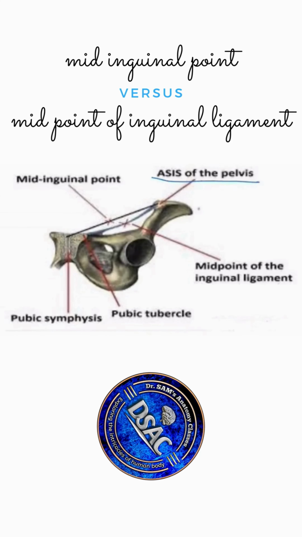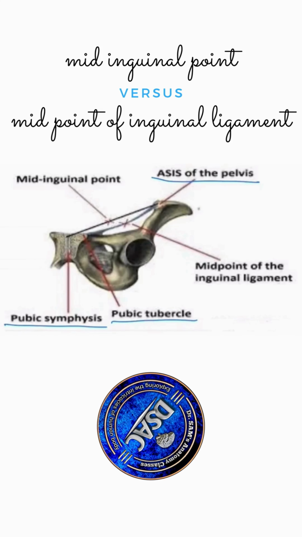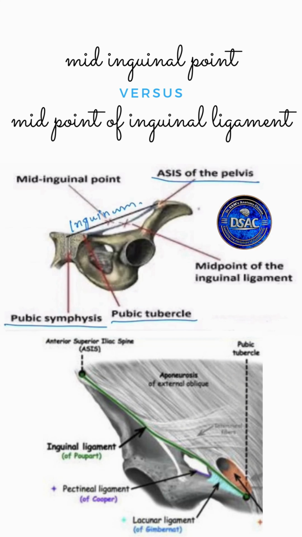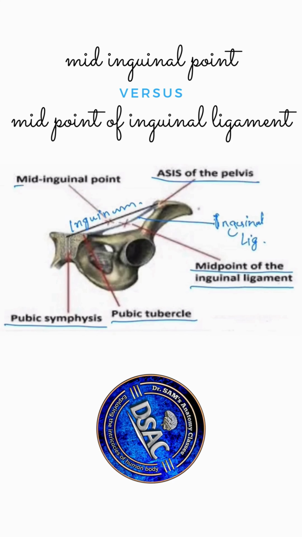Here it is ASIS, here it's pubic symphysis, here you have pubic tubercle, and the line joining ASIS to pubic symphysis is called inguinum, the fold created when you completely flex the thigh. And from ASIS to pubic tubercle, this ligament is the folding of the aponeurosis of external oblique abdominis, which is slightly curved downwards, convex downwards because of the pull from fascia lata. This is called inguinal ligament. So this will be the point here, the midpoint of inguinal ligament, and here it is the mid-inguinal point.